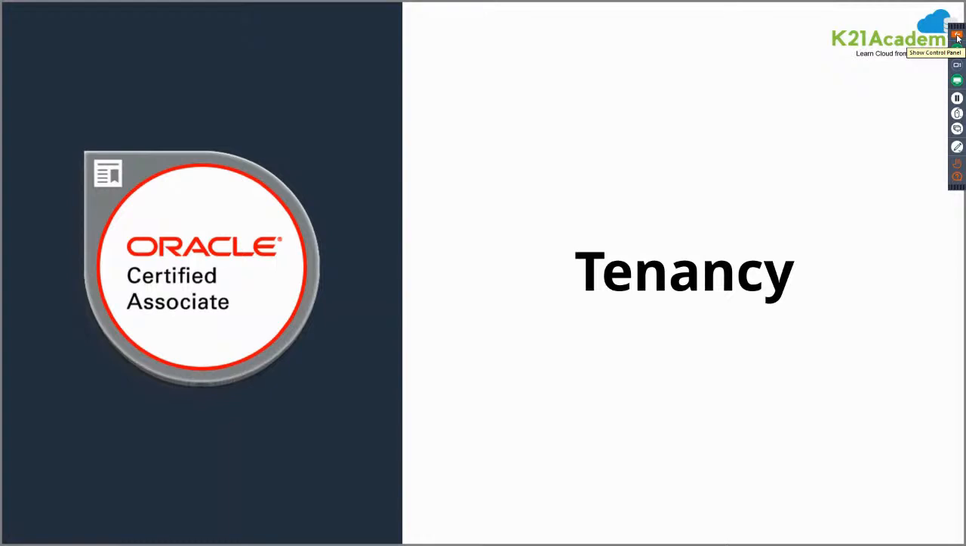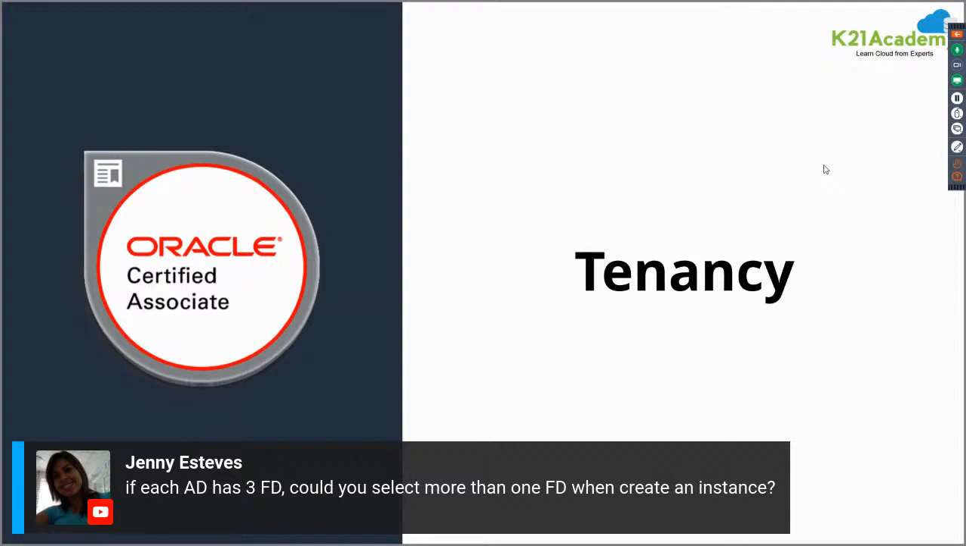Okay, so we got a question from Jenny on YouTube. If each AD has three FDs, could you select more than one FD while creating an instance? No, Oracle allows you to select only one fault domain per instance. So how it goes is, you select one, create one instance, and it will have fault domain one. If you want to have high availability, create another instance and select fault domain two. So you will have your application running in fault domain one and fault domain two, in both the fault domains. That is how it works. But Oracle allows you to select only one fault domain.